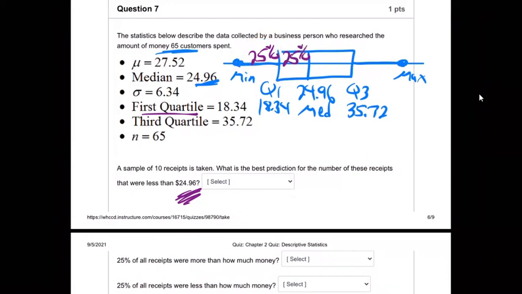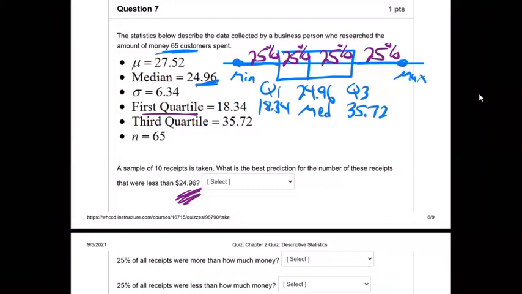25% of the customers are in the next section between Q1 and the median. The median is the middle. 25% of the customers are somewhere between the median and Q3. Q3 means the end of the third quarter, like in a football game or something. And 25% are in the top, after the third quarter up to the maximum.